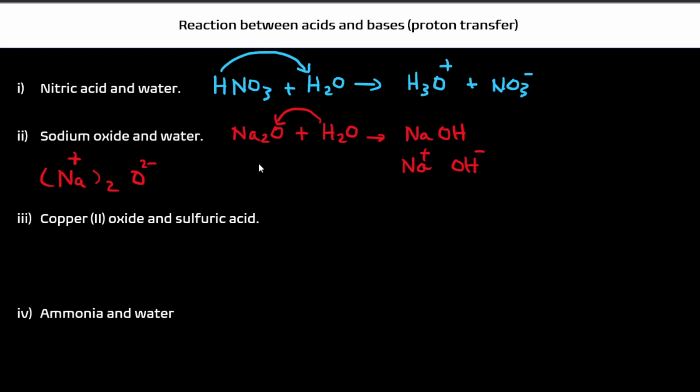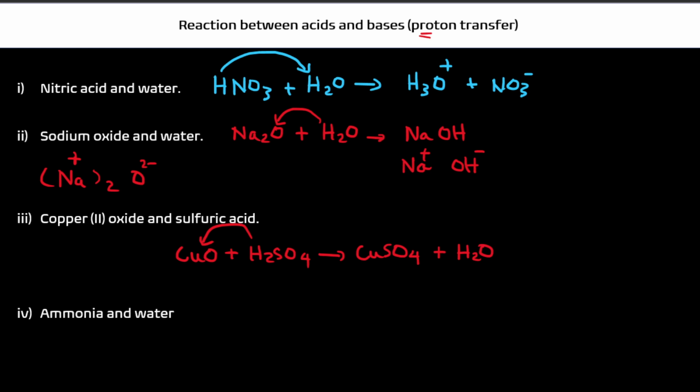Remember that we wouldn't normally say that water is an acid, but that's why we're saying that it is, in terms of proton transfer. Water is an acid in this equation. For copper 2 oxide and sulfuric acid, we know that H2SO4 is an acid because sulfuric acid will donate H plus ions to CuO in order to form copper 2 sulfate and water.